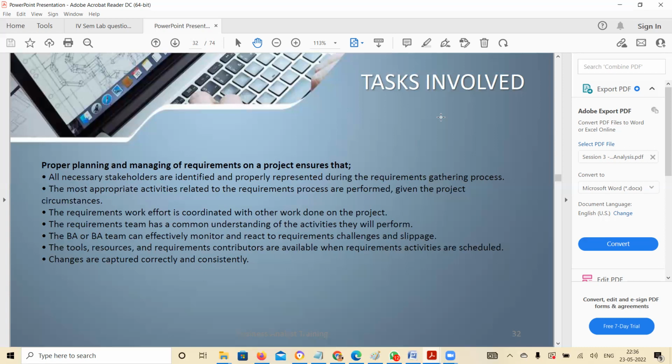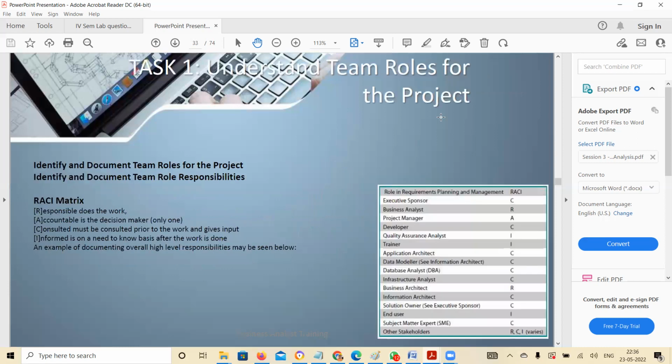And then you also need to talk about the tools that you will need. Do you need any special tool? Do you need access to any database or any kind of tool? That you will identify here. And then finally, if there are changes, those need to be captured correctly and consistently.